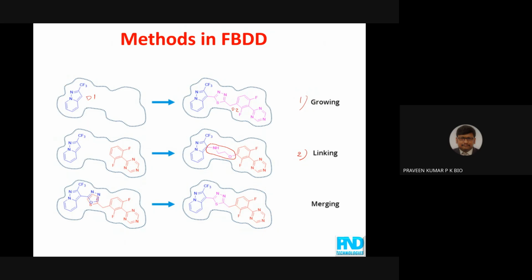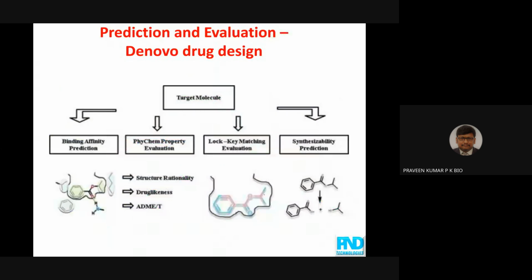And the third one is merging. In merging, you can see the cyclic ring change, from furan to the thiophene structure, a cyclic structure merging. This is what we call merging. So these are the methods in fragment-based drug design.